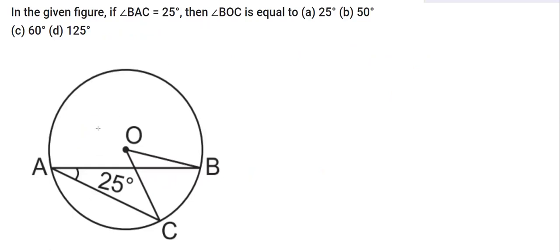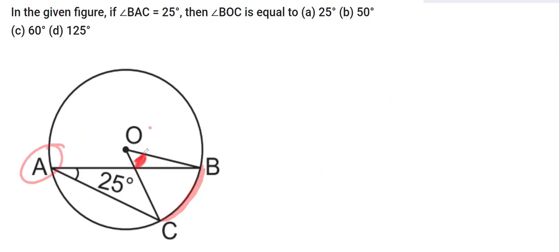In the next question, we are given a figure where we know the measurement of this angle, that is BAC, given as 25 degrees, and we have to get the measurement of this angle BOC. Now, that's a very easy question based directly on this: the given angle BAC is subtended by this arc BC on the circle, and the same arc is subtending an angle at the center.